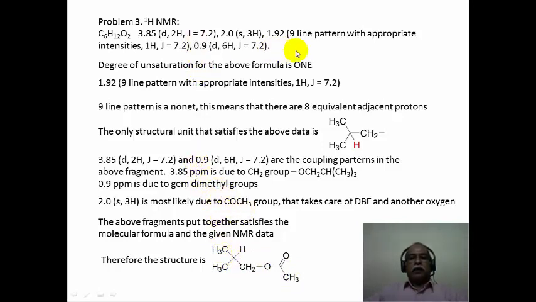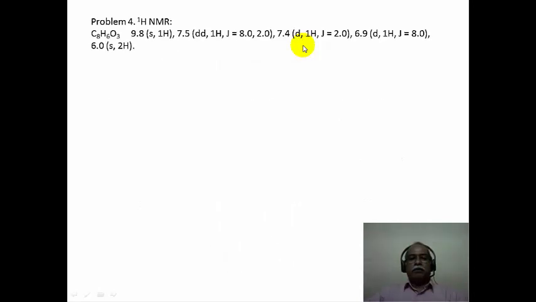The idea here is to illustrate the point that when you have a 9-line pattern intensity, pattern recognition is extremely important. Once you recognize the pattern, you should be able to translate this into structural information, which is this particular fragment, that is the isobutyl group is responsible for this kind of a pattern that is present in the NMR spectrum. Let us move on to the next problem.